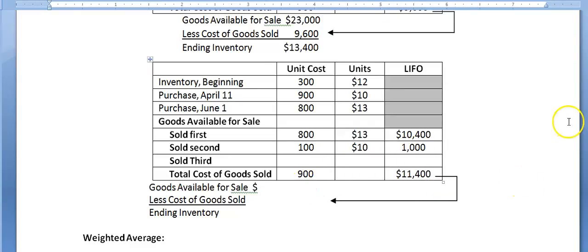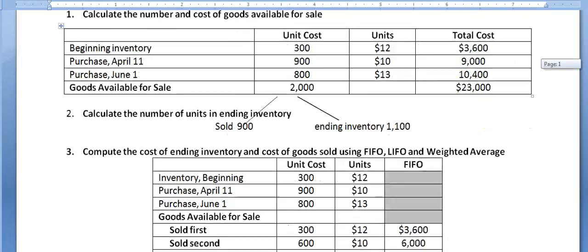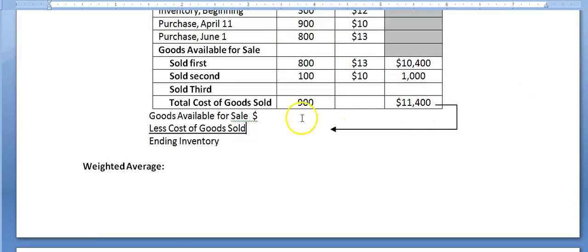Okay. Now, how do we calculate the ending inventory? Again, if the goods available for sale amount is 23,000, we can subtract from what was available the cost of goods sold, and that will give us our ending inventory, in this case 11,600.